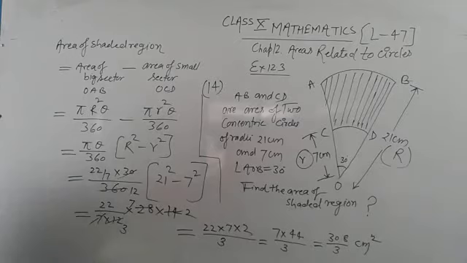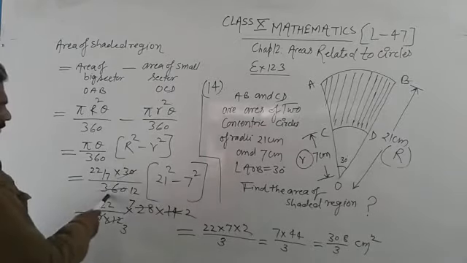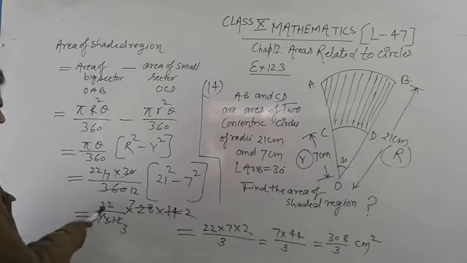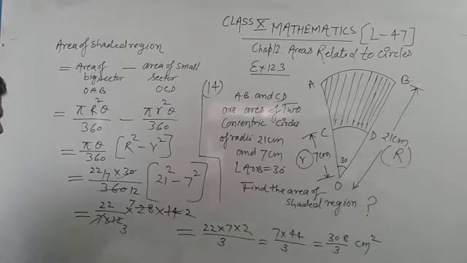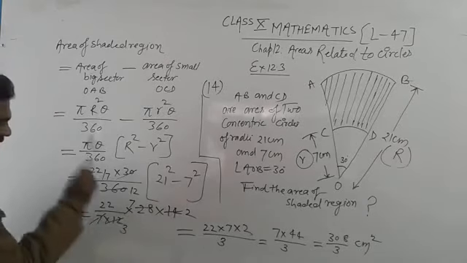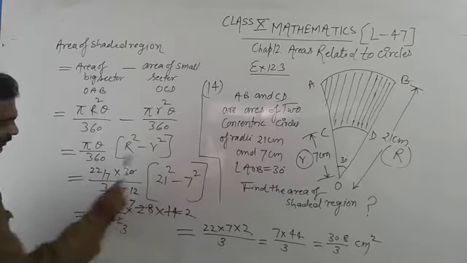After simplification, we write 22 upon 7 into 1 upon 12 into 28 into 14. After simplification, 4 threes are 12, 4 sevens are 28, and 7 twos are 14.